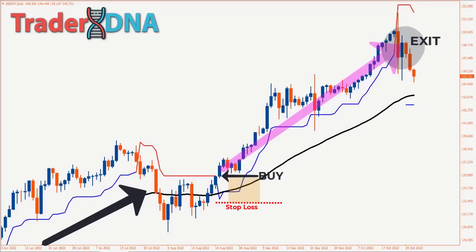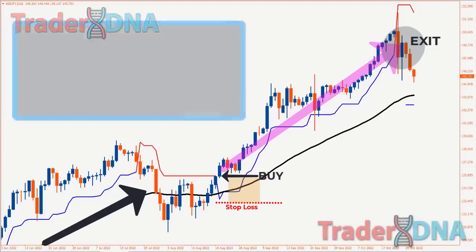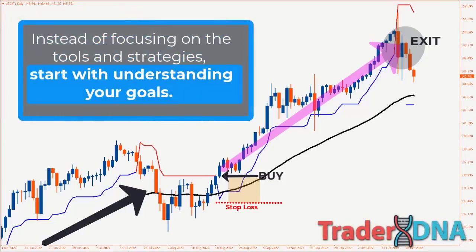A different mindset to building trading strategies. Once you understand the power of using a template like the one we went through, you'll also appreciate a broader lesson that will change how you build your trading strategies. Instead of focusing on the tools and strategies, start with understanding your goals. What do you want to achieve? Once that is done, you will find it a lot easier to choose the right tools for the job. This change in mindset is what our template process encourages here.